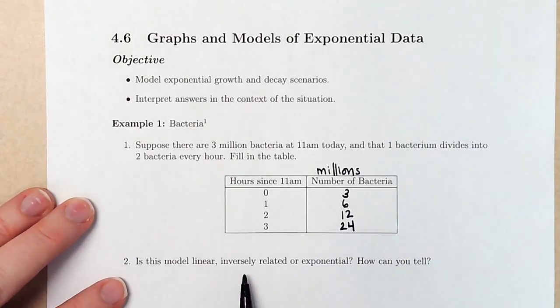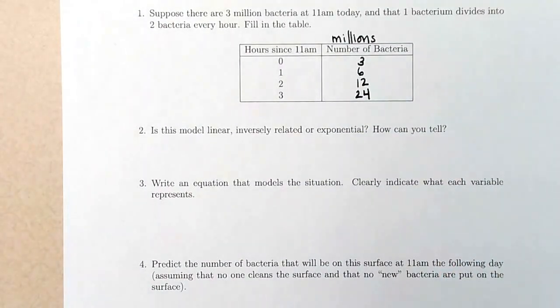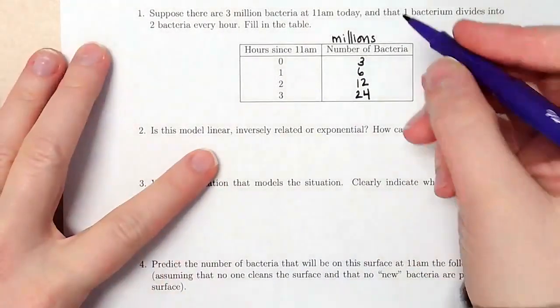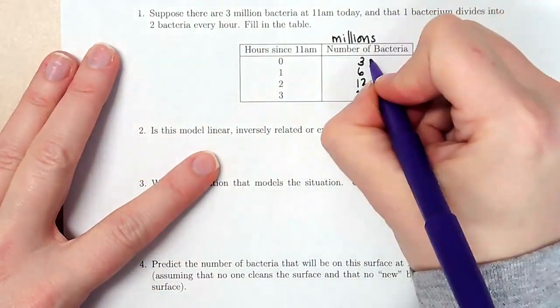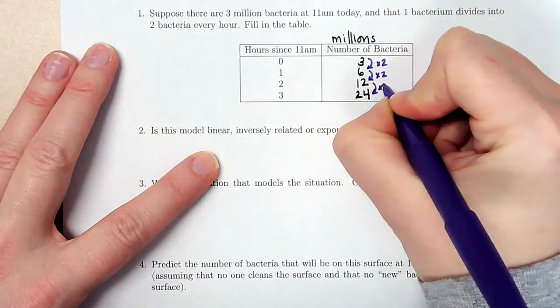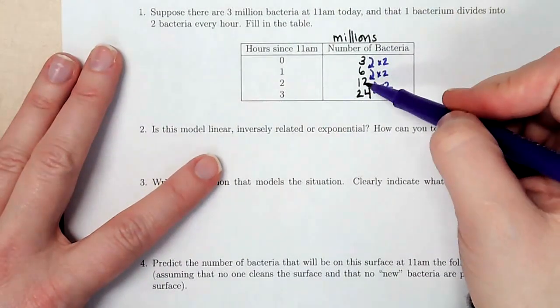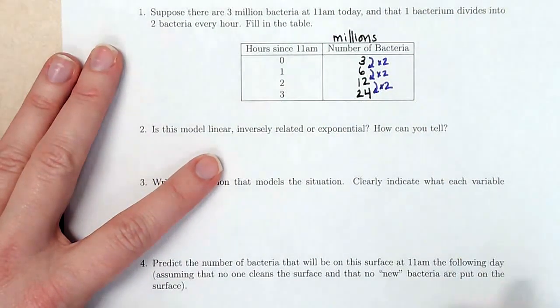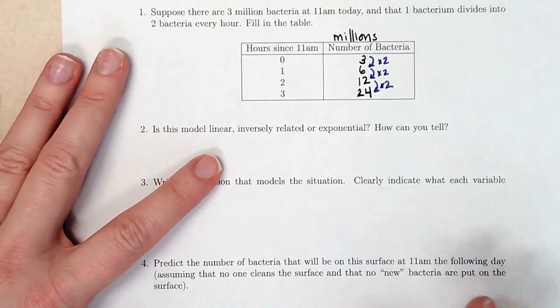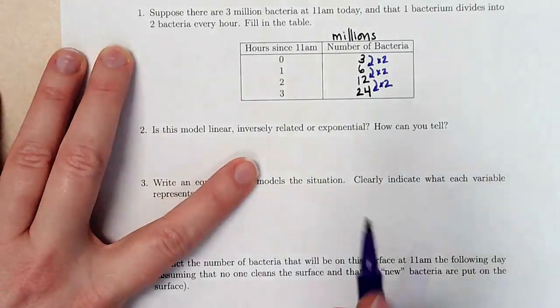Is this model linear, inversely related, or exponential? This is definitely exponential because I see that we have a doubling situation. Constant multiplier, constant ratio: 6 divided by 3 is 2. 12 divided by 6 is 2. 24 divided by 12 is 2. So that constant ratio between one term and the previous is the same amount. It's 2.